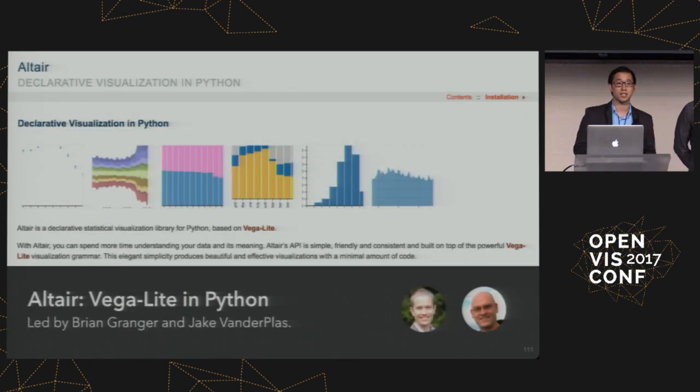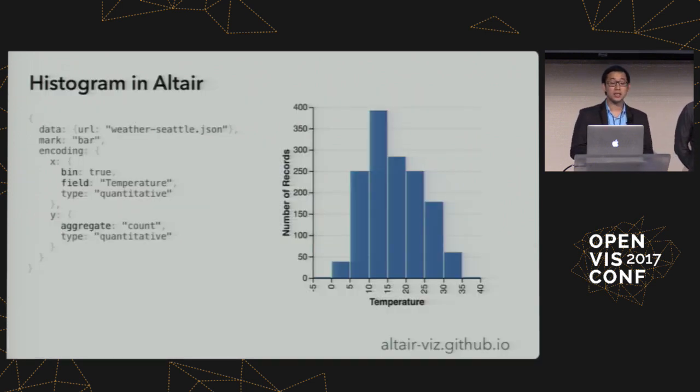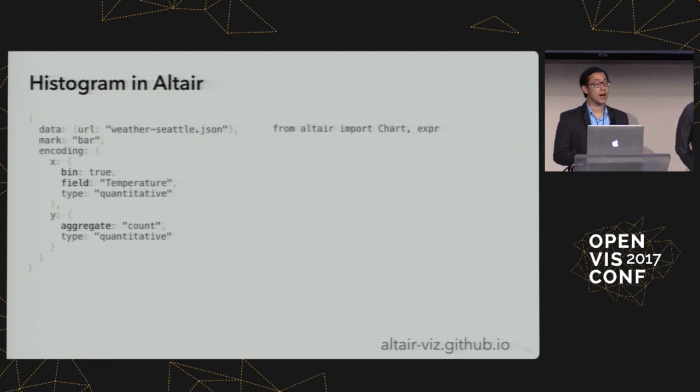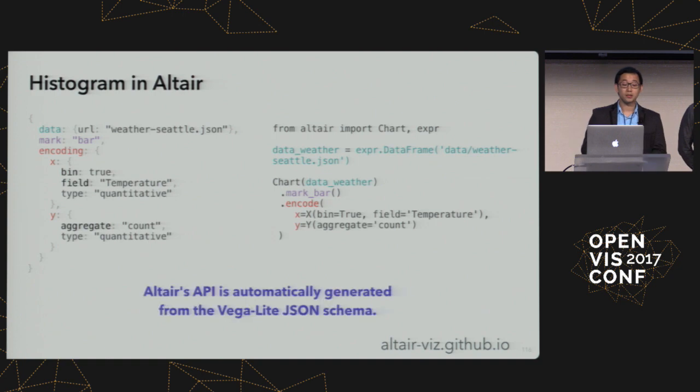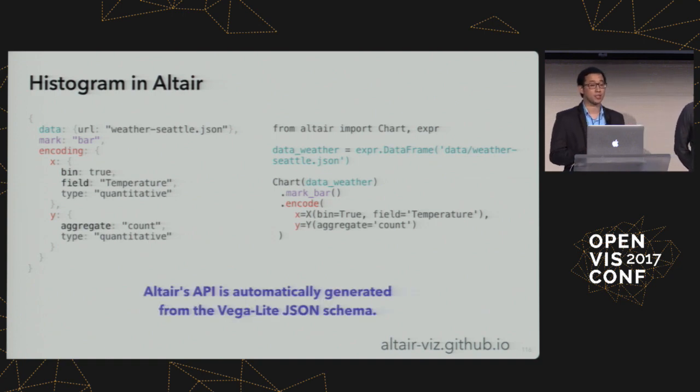To perform interactive analysis in Python, you can use a library called Altair, led by Brian Granger and Jake VanderPlas. With Altair, we can create this histogram that we have shown earlier using a native Python API that maps directly to Vega-Lite syntax. This can be convenient if you do data analysis in Python and Jupyter. We would like to also highlight that Altair's API is automatically generated from the Vega-Lite JSON schema. This means that whenever we release a new version, the Altair team mostly needs to just push a button and get their API updated. So this approach is also not limited to just Python. There are also other projects that try to wrap Vega-Lite in other languages as well.